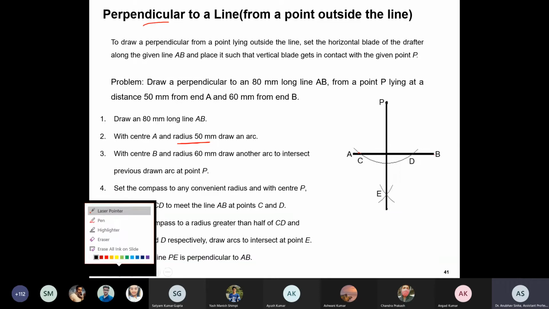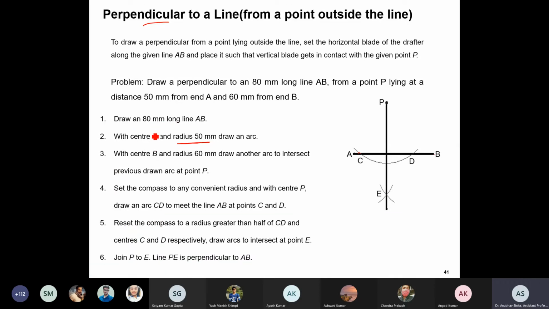So let us follow these steps. First, you make the line AB, which is 80 mm. Now, with A as a center and radius 50 mm, draw an arc. With B as a center, take a radius of 60 mm, and that will intersect at P. So from A, you draw an arc like this, 50 mm. From B, you take 60 mm radius and draw an arc. So you have got P now, right?